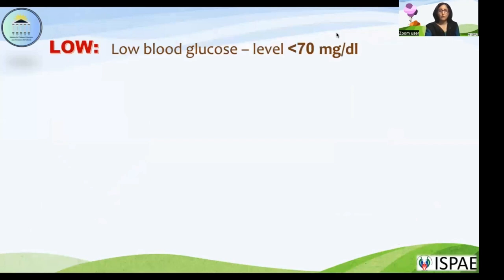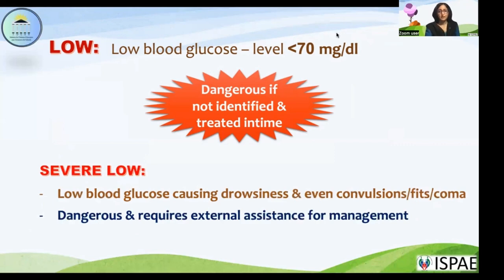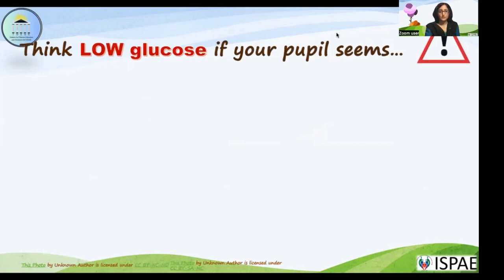Now we understand that a blood glucose which is less than 70 is called a low blood glucose level, and these are conditions which are extremely dangerous if not identified and treated in time. Sometimes, when a child has a low blood glucose level, the child can experience symptoms such as drowsiness, even convulsions, fits, and coma. These are situations of severe low blood glucose level, which are life-threatening and require external assistance for management.